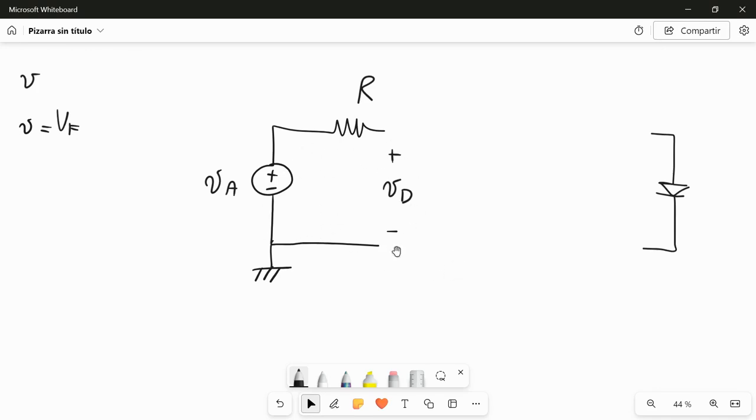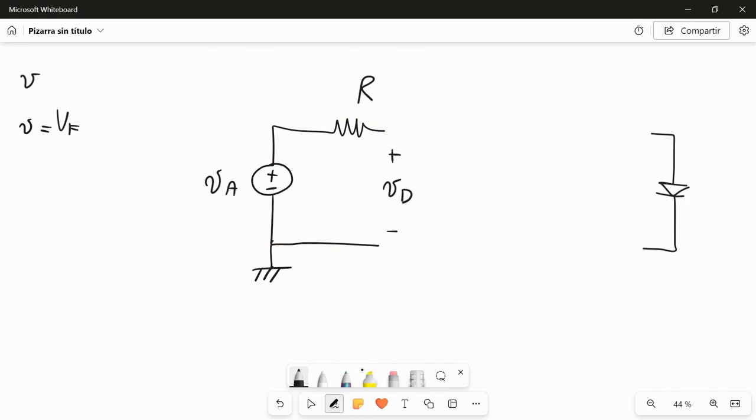So let's see this mesh and see how much is VD. This mesh is very simple because we have no current flowing into R, because basically we have an open circuit here. Okay, so no current can flow in this mesh. So there is no voltage drop in R, and we can write down, I know it's very simple, but we can write down the mesh equation. So you start counting from here, one jump of voltage here, 0 jump, then another jump, and then we are back.